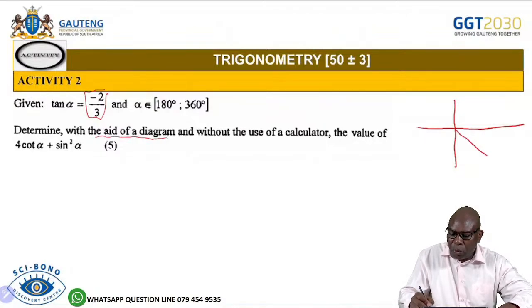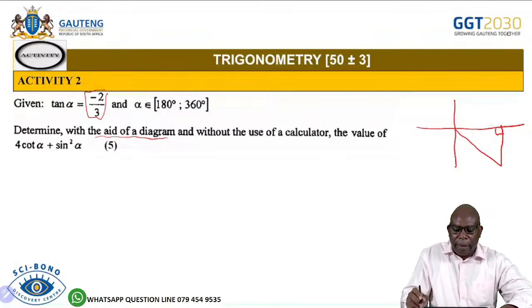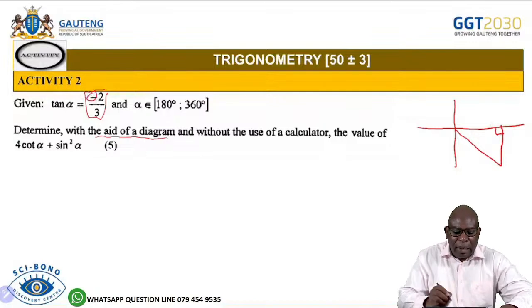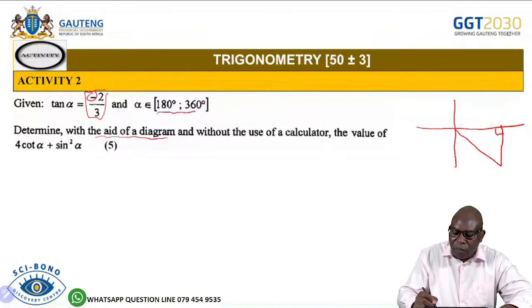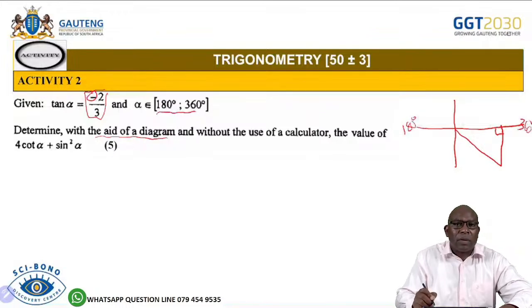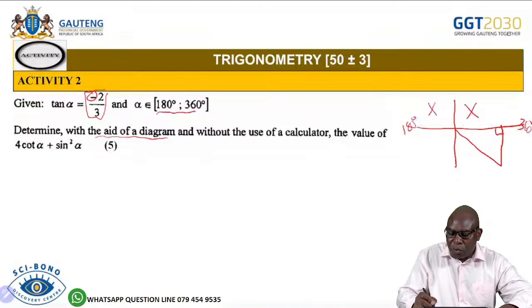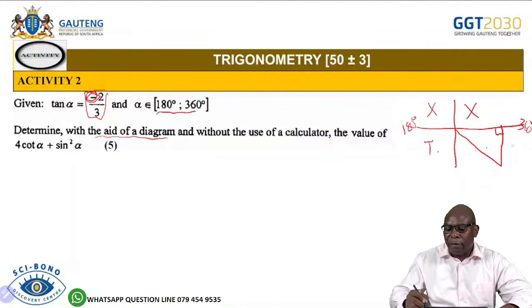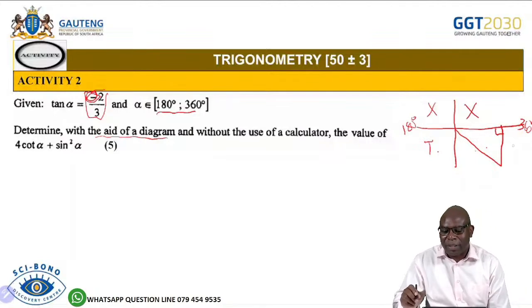Then I'm going to draw it in the 4th quadrant. I'm going to explain quickly why. The tangent is negative, and the quadrants that I'm working in are from 180 degrees to 360 degrees. So these quadrants are out. I know tan here is positive, and here it's negative. So in the 2 quadrants, the tan is negative in the 4th quadrant. See how I draw my sketch.